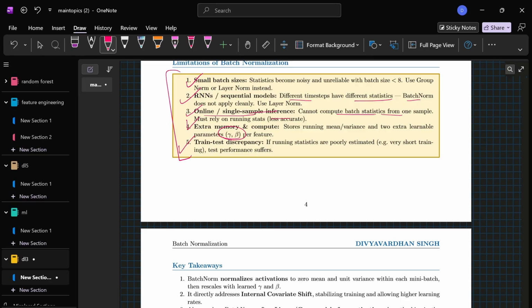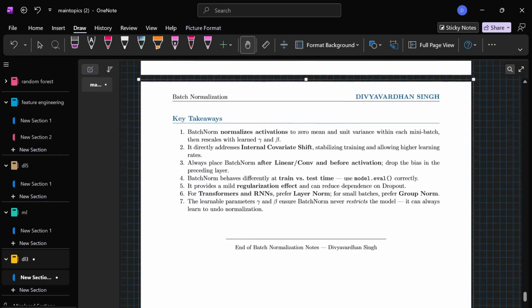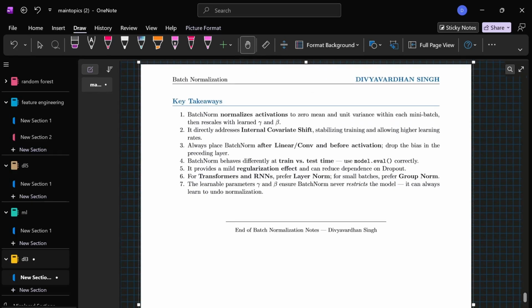Fifth one is the train-test discrepancy. If your running statistics are not estimated well during training, then performance can suffer at test time.